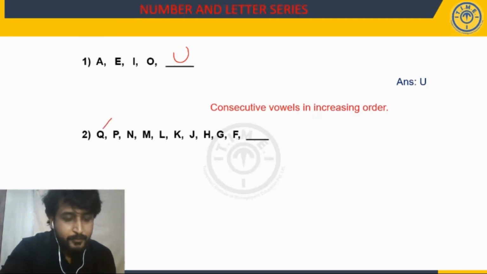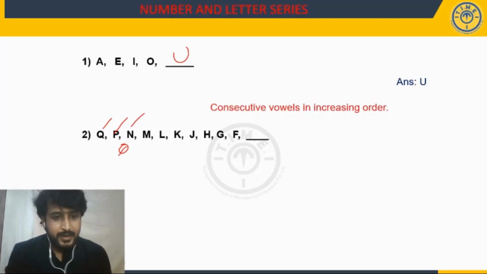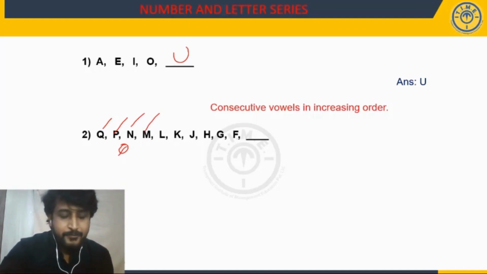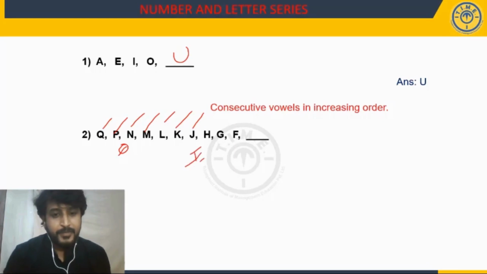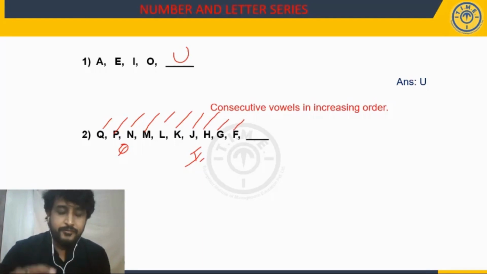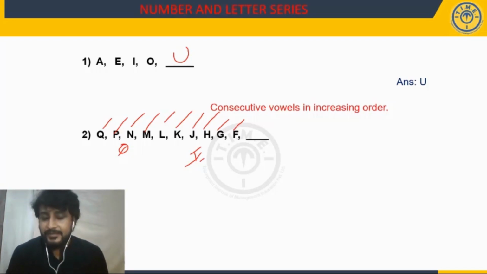Q, okay. Before Q, P, it is fine. Before P, O is missing. Next, N is taken. Before N, M. Before M, L. Before L, K. Before K, J. But before J, I is missing. Before J, H, okay, fine. Before H, G in the English alphabet. Before G, F, it is fine. But what are the missing letters? O, I.